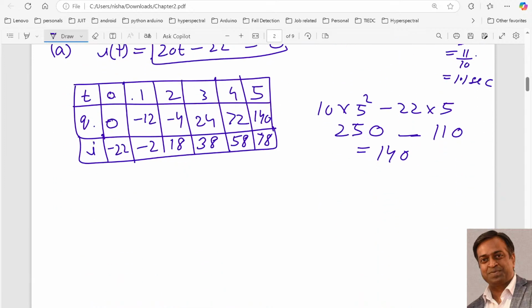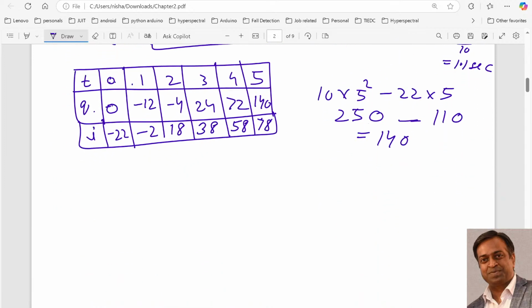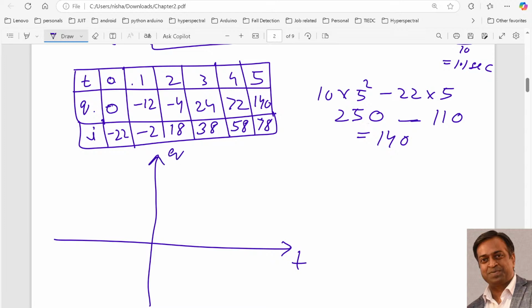And now once I get these values, then I can draw the values on the graph. So if this is t, this is q, you can see from the q(t) graph, if I take the difference of this, over here the difference is of 12, means from 0 it is going downward, right?